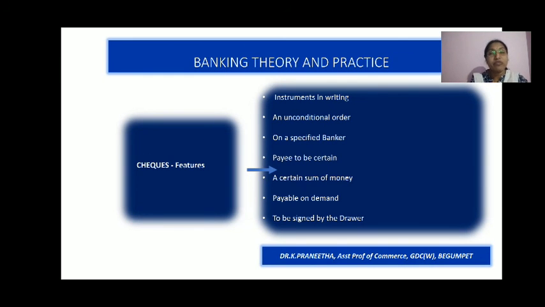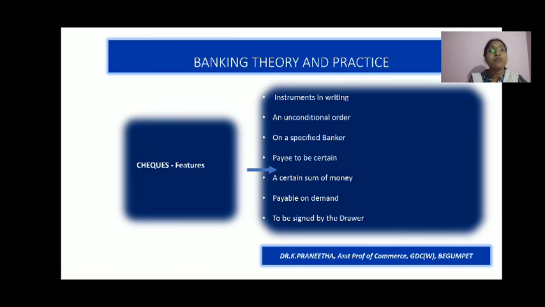Next one is on a specified banker. A check is always drawn only on a particular banker. Usually, the name and address of the banker is clearly printed on the check leaf itself. It is advisable that the full name of the bank is mentioned in the check. For example, State Bank of India, you have to write fully as State Bank of India, not SBI. A check drawn on a particular branch of a particular bank cannot be encashed at another branch of the same bank unless there is an agreement between the two parties.